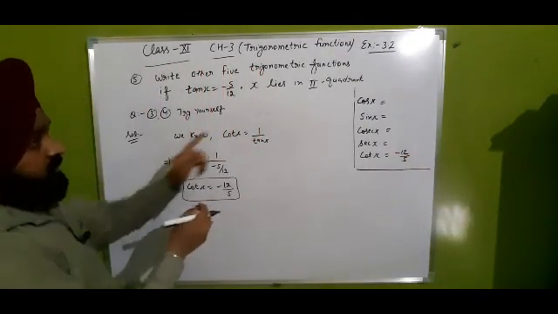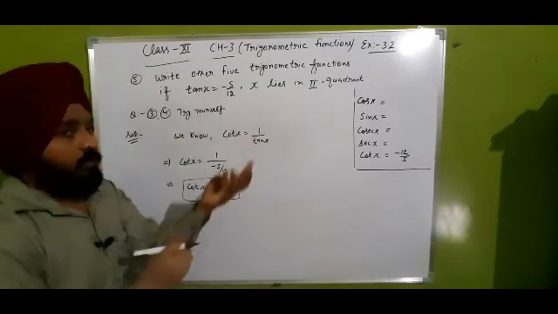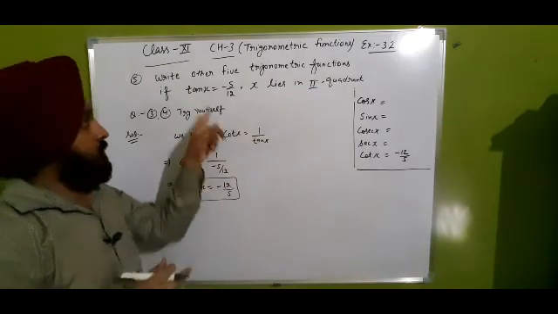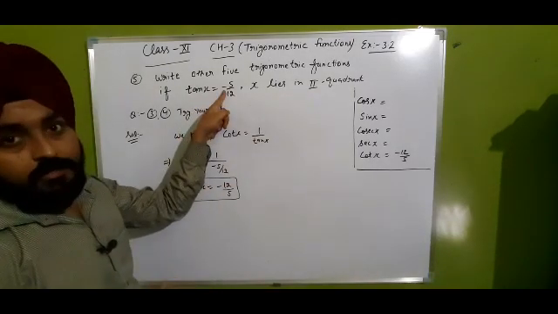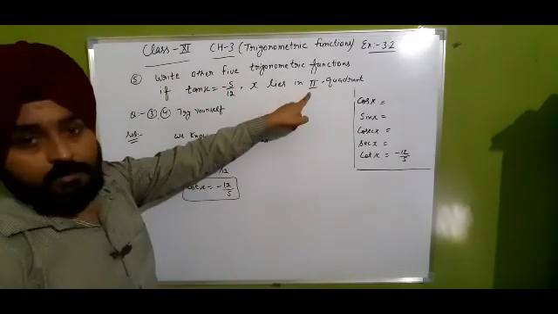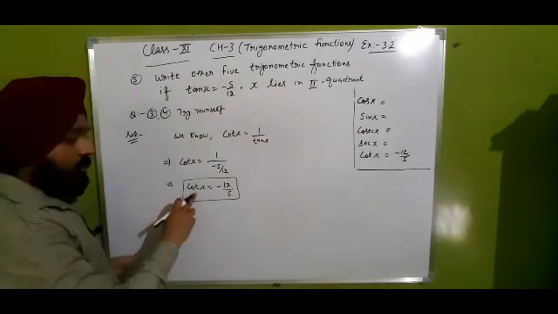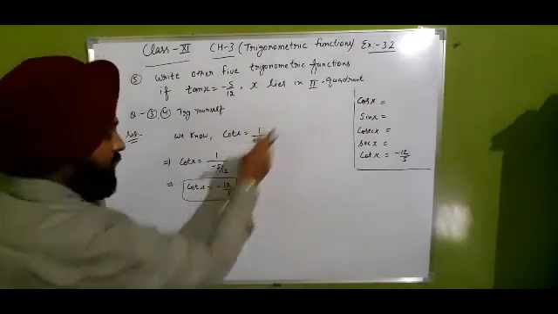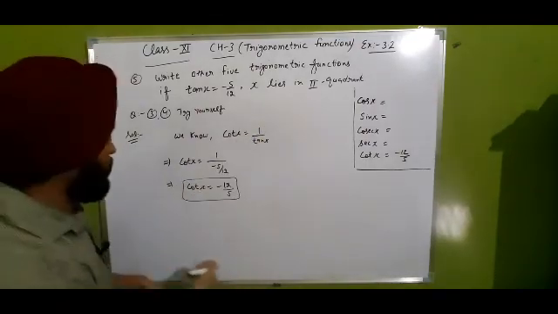Clear? Now you can check whether, in the second quadrant, only sine and cosecant are positive. Tan value is negative, already given there. Negative value for tan in the second quadrant. Clear? Similarly, cot is also negative, so it will be in the second quadrant. So you have to check the sign conventions there.